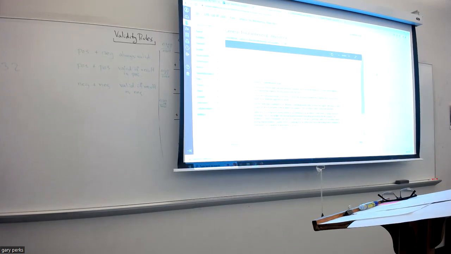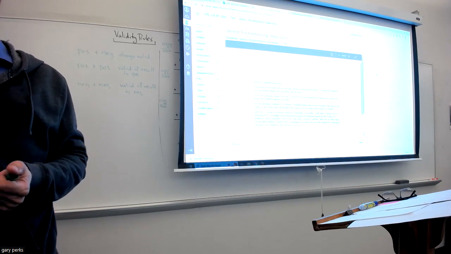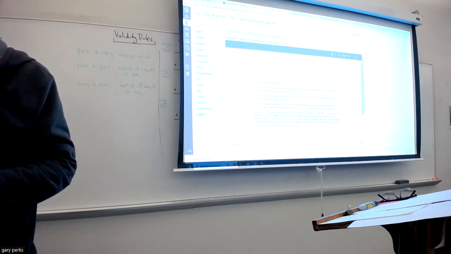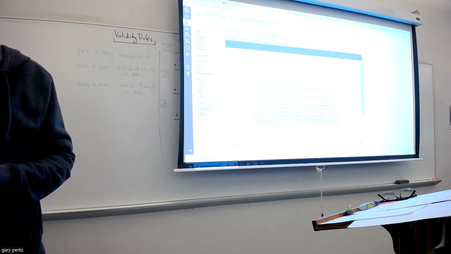Okay, and also you simulate your lower level modules first, and then once those are working the way you want them to work, then you do the overall. Because if your lower level module or modules are not working, the higher level is not going to work. Okay.